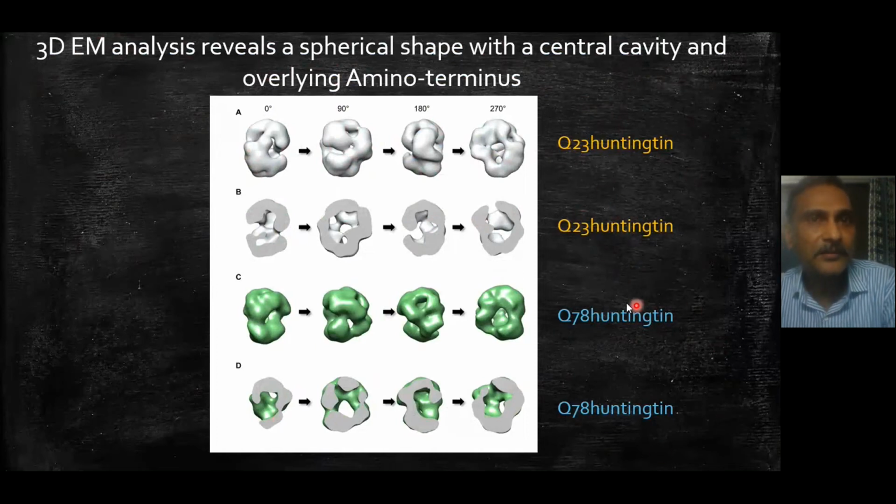Another thing is that the cavity is overlying the N-terminus, so the N-terminus is partly hidden in this. You can also see there is a subtle difference in the structure. They are not exactly identical, so there is a subtle change, but overall they have a spherical shape and a hollow central cavity.